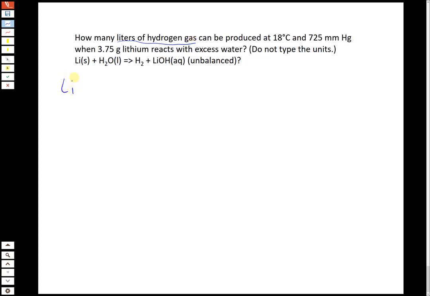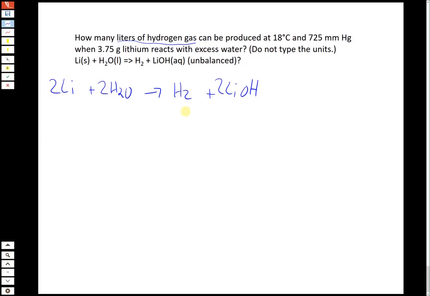We do have to balance this. Technically this is a redox equation, so we could use the oxidation number method to do it, but this one's simple enough that we can just balance it by inspection. I think the only thing we'll need is a coefficient of 2 for water. That means we need a coefficient of 2 for lithium hydroxide and a coefficient of 2 for lithium. So that should be balanced: 2 lithiums on each side, 4 hydrogens, 2 plus 2, and 2 oxygens.